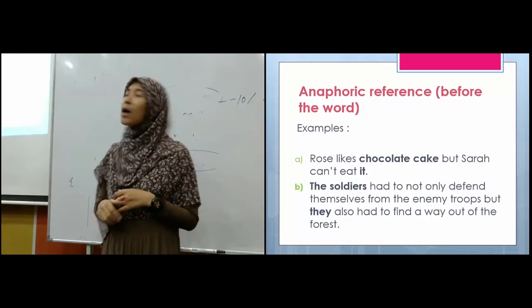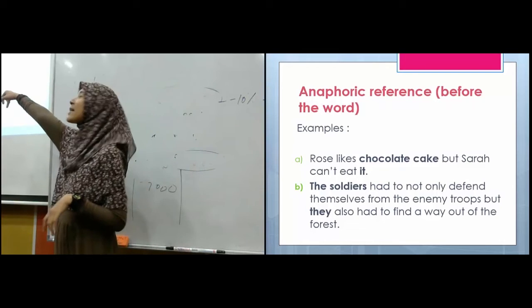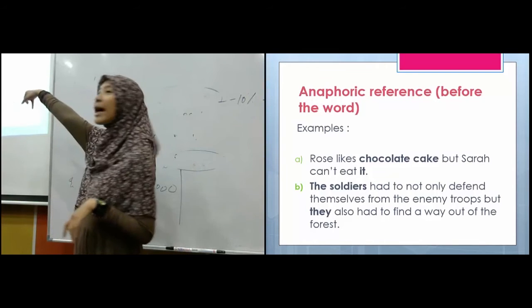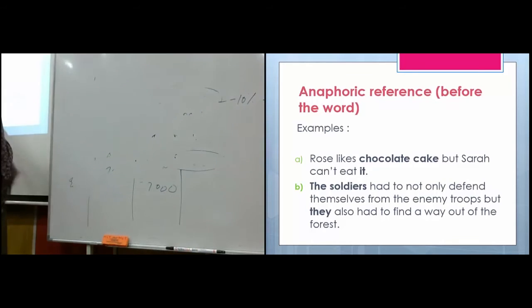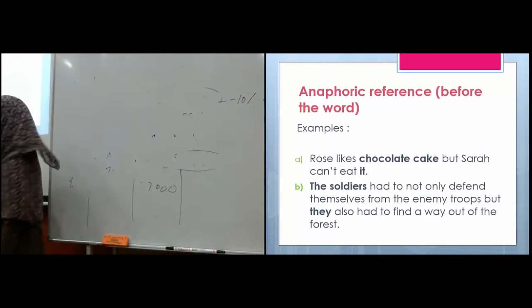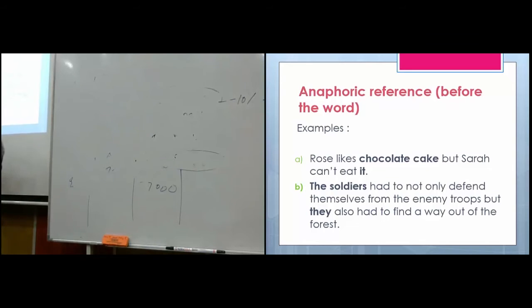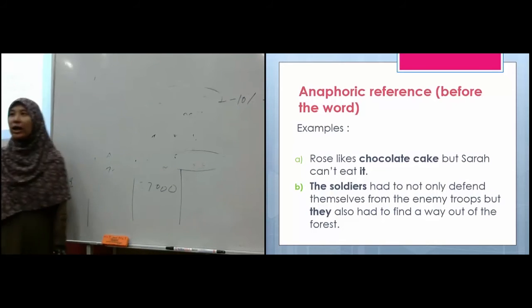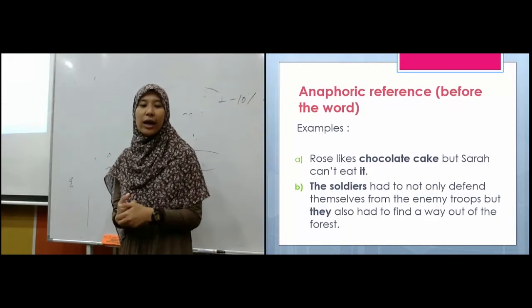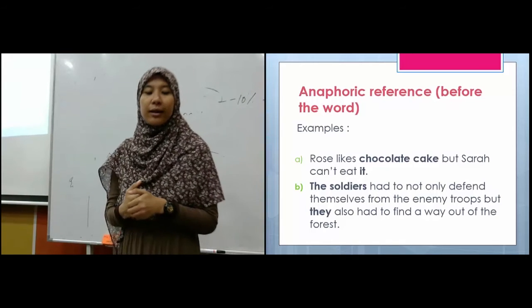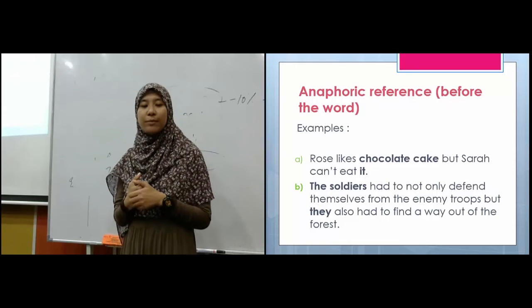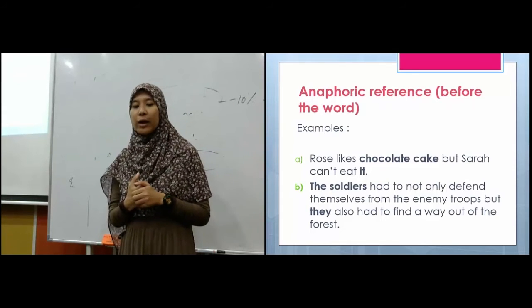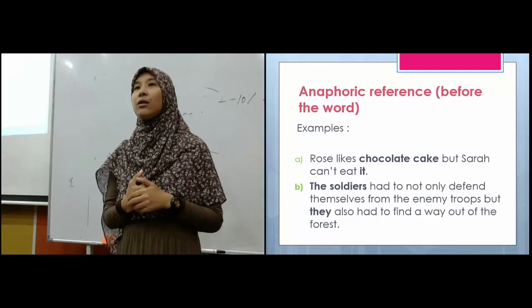So it is an anaphoric reference that comes after the word it refers to. The real word that they're going to highlight here is chocolate cake. So it is an anaphoric reference to show the chocolate cake. Second example: the soldiers had to not only defend themselves from the enemy troops, but they also had to find a way out of the forest.